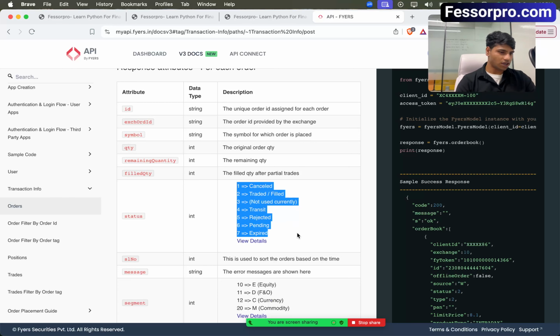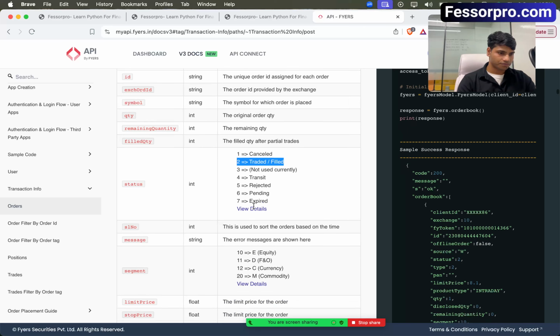Okay, now what is more important? Usually, this 2 is important. We need to know if the order is filled or not. This 4 is also important, transit, and pending is also important. Okay, then all of them are important, but the most important is 2, because we need to know if the order got filled or not. So we need to check the status. If status is 2, it means the order got filled. If it didn't get filled, then you might have to do something. You might have to modify the order or cancel the order depending on the algo, right?